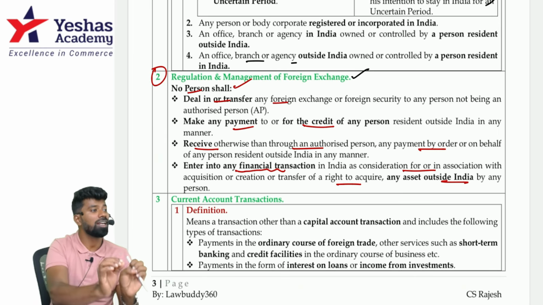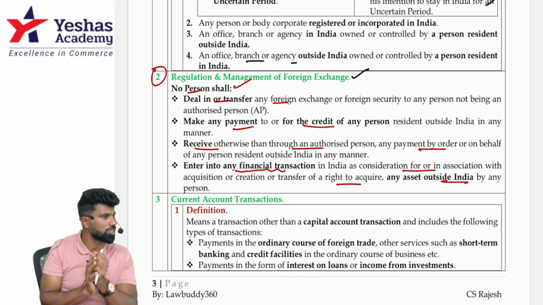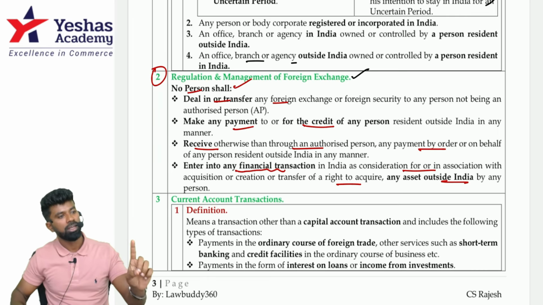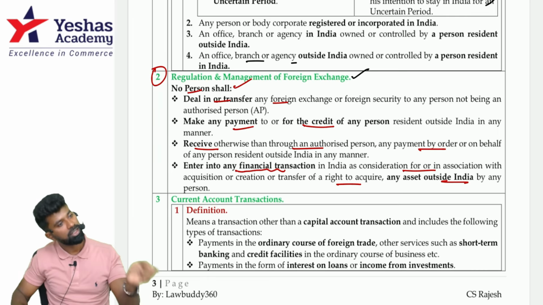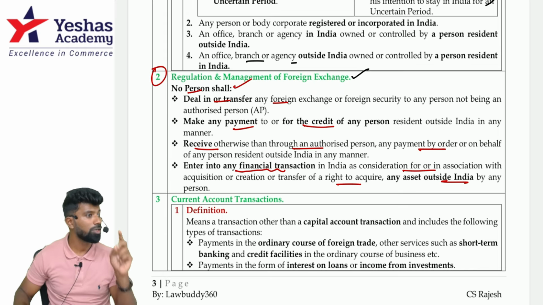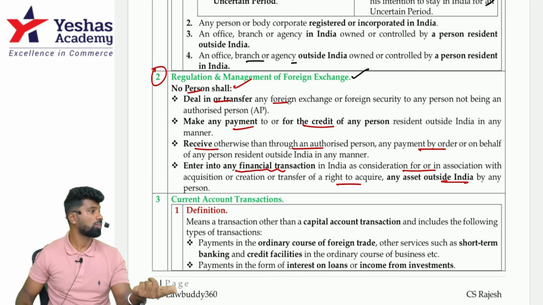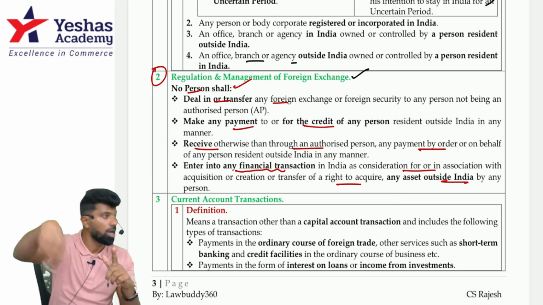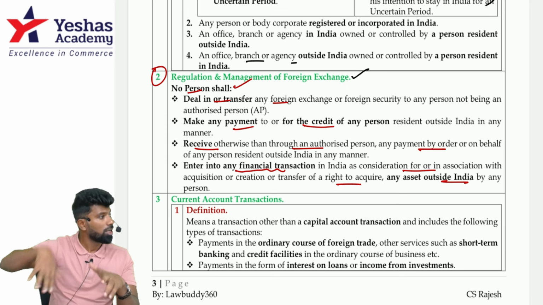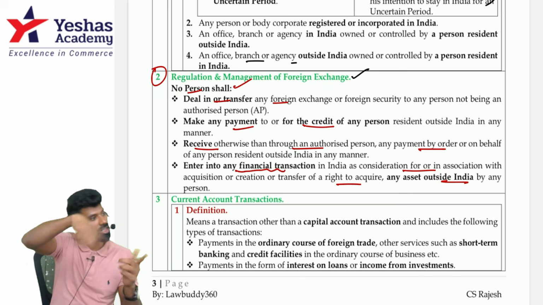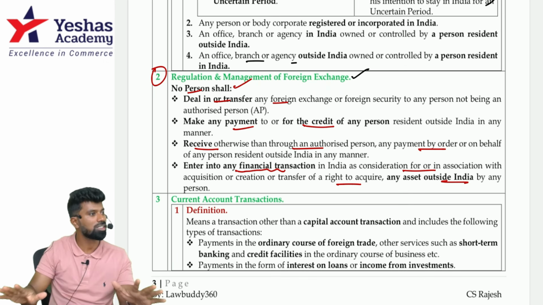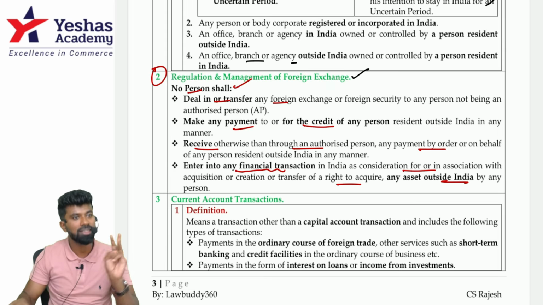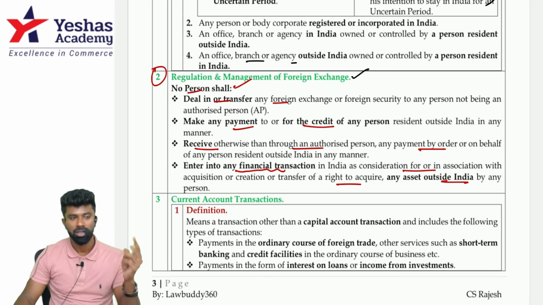So you can deal with foreign exchange only through what person? Tell me, can you transfer security other than through authorized persons? No. Can you sell foreign exchange to other than authorized persons? Can you make payment to a person who is resident outside India other than through an authorized person? Can you receive foreign exchange other than through an authorized person? No. All these things are prohibited. What is the section number? Section 3. Are we clear with this?